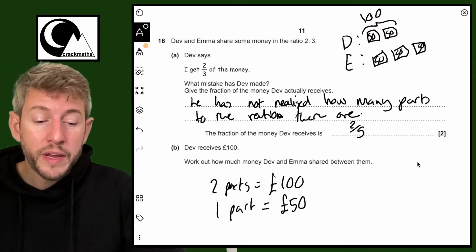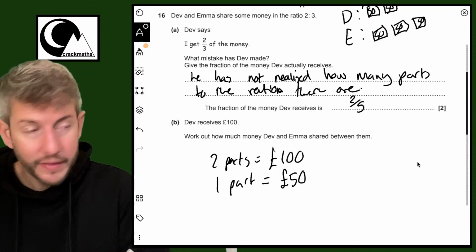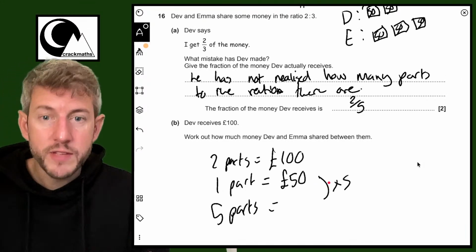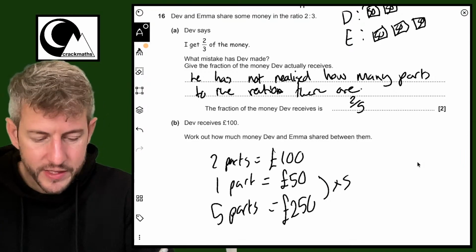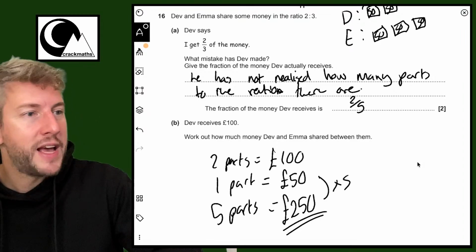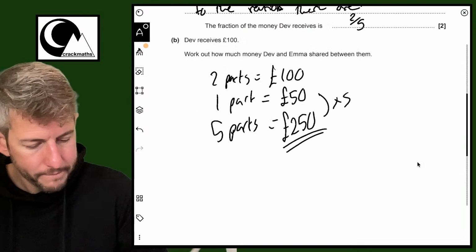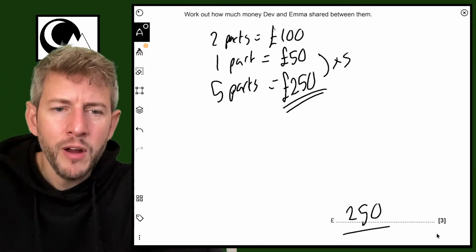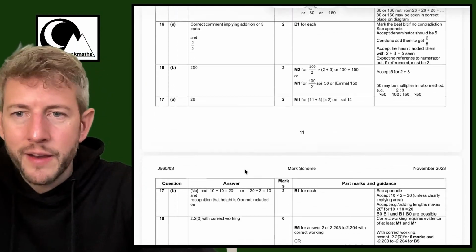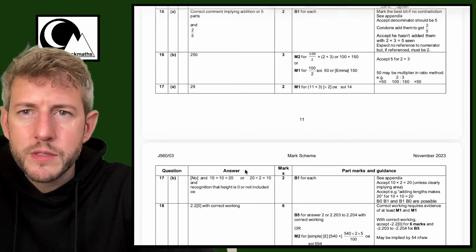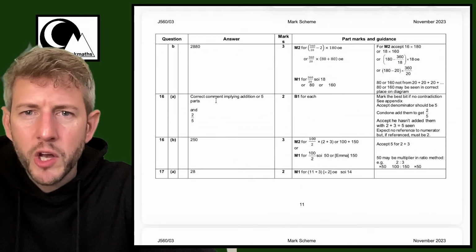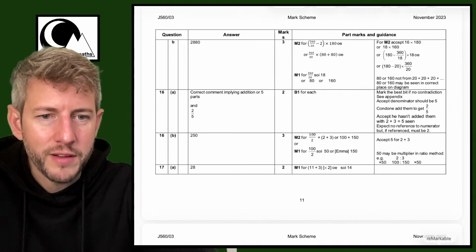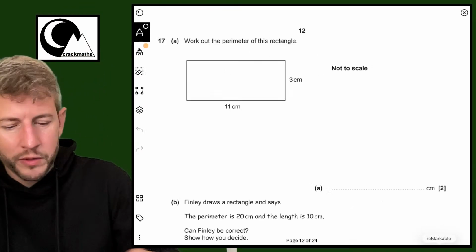So we can then just add those up, or we can think about it as being 5 parts and just multiply this by 5. Well, 5 times 5 is 25. Add the 0, it's 250. So Dev and Emma shared £250 between them. I will write that here, £250. Right, let's quickly mark that to check that nothing went wrong. Correct comment implying addition or 5 parts and 2/5. Yep, £250. Perfect.